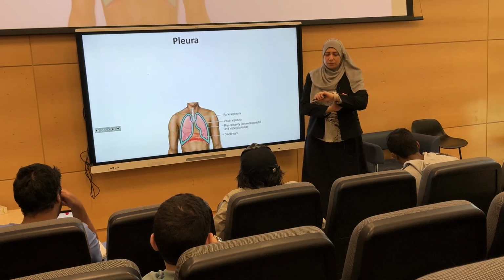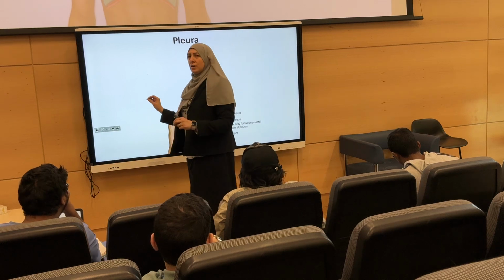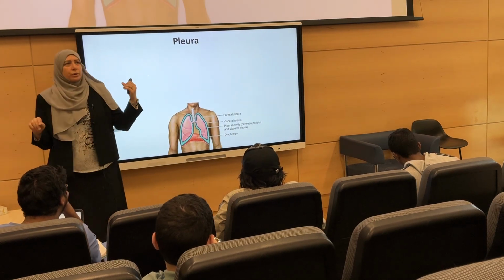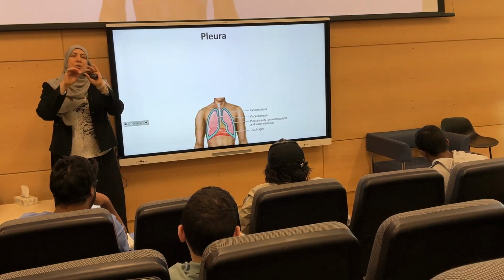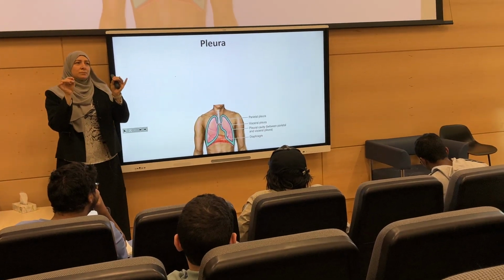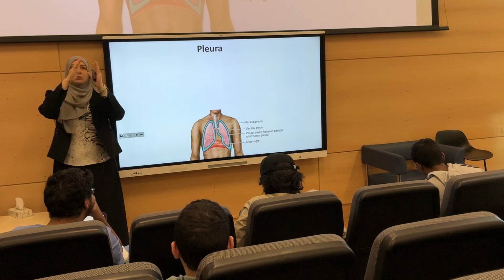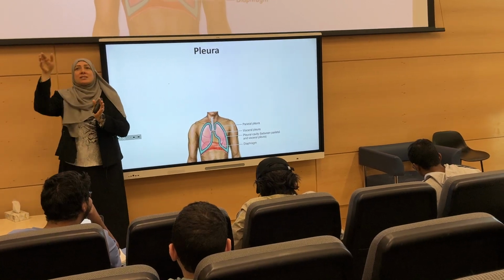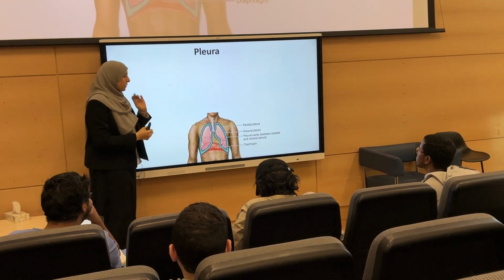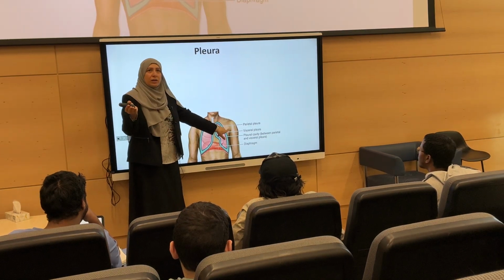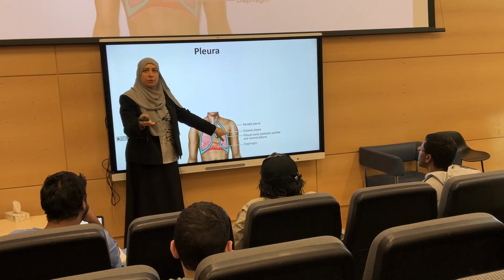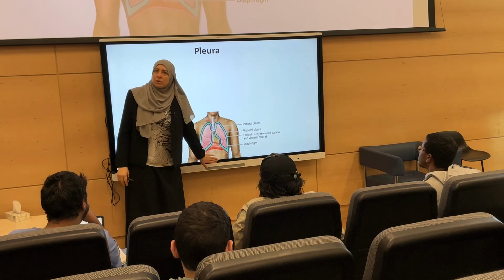Then the last organ, it's very simple. You remember the pericardium in the heart? Yes. We have the pleura in the lung. It's a membrane covering the lung from outside and the chest from inside. So we have two layers. The one covering the lung we name visceral, and the one covering the chest wall is called parietal.